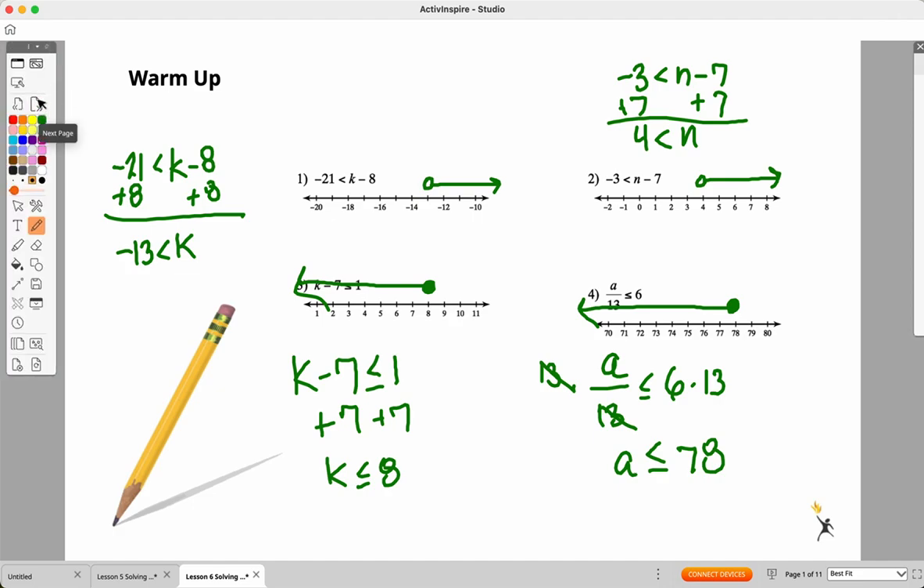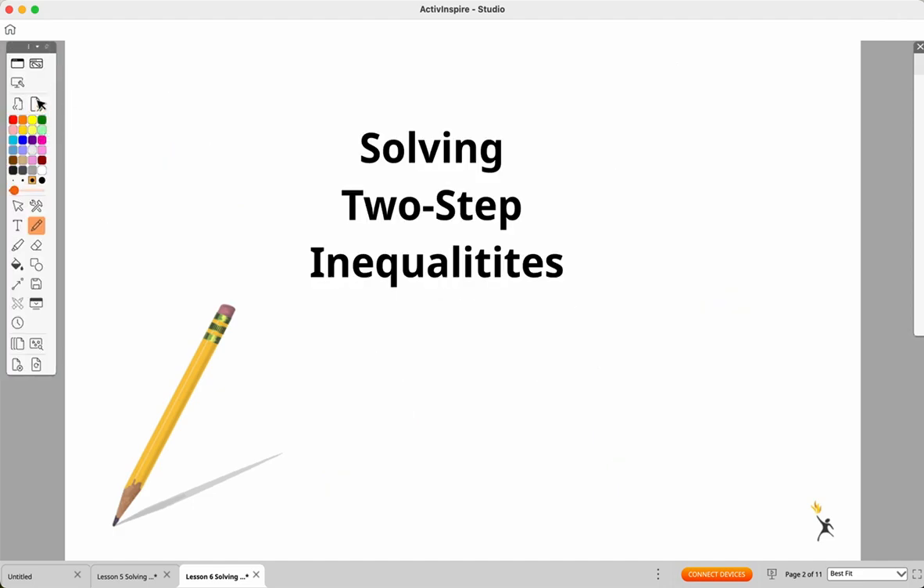Glad you got all warmed up. Our brains are ready to go. Our juices are ready to go. Let's go ahead and move on to solving two-step inequalities. All right. So let's get started.